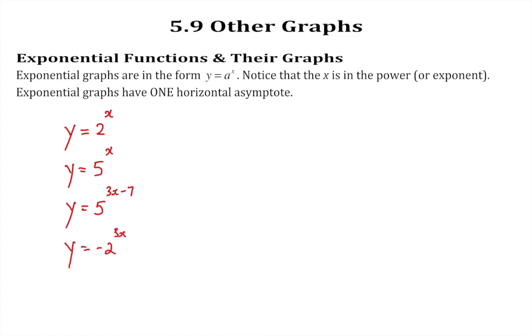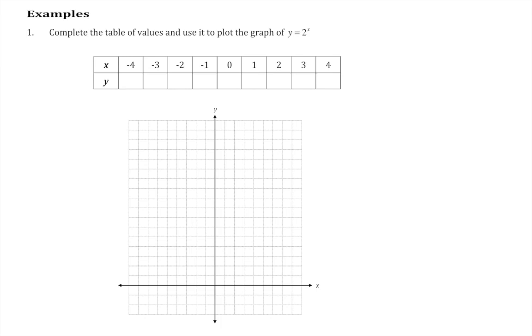It doesn't really matter what the number is as the base. What matters is that x is part of the exponent or the power or the index, because x being in the power of the exponent makes it an exponential graph. Now, exponential graphs have one horizontal asymptote, and it's always located on the x-axis unless the graph is translated or moved around.